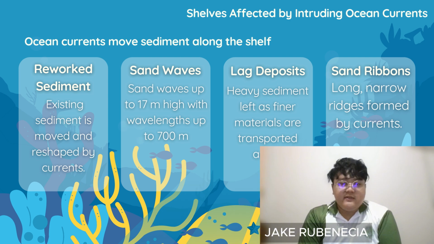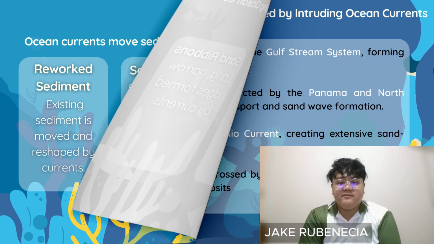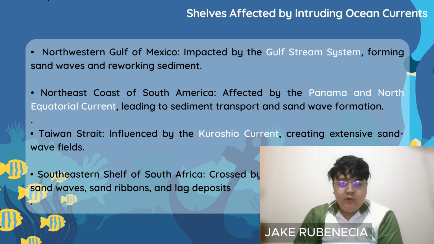Sediments on such shelves, swept by intruding ocean currents, are largely relict, but are commonly reworked by the intruding currents in the form of sand waves, sand ribbons, and coarse sand and gravel lag deposits. Then we have the northwestern Gulf of Mexico, which is impacted by the Gulf Stream system, forming sand waves and reworking sediments.